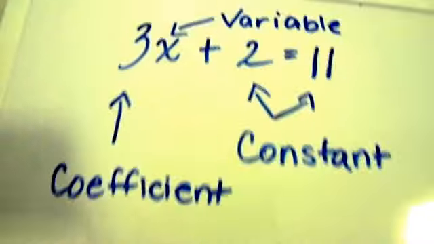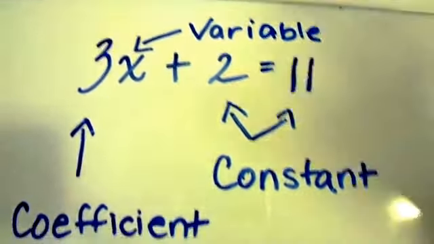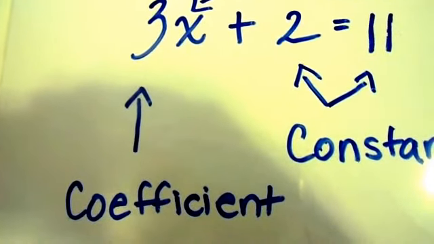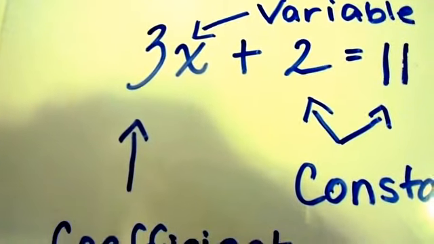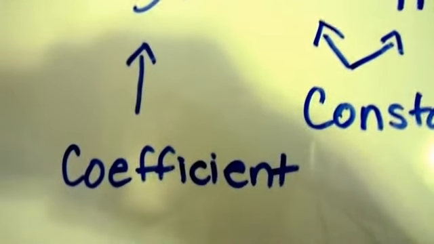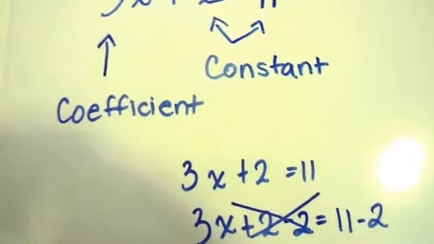And at last, we have our coefficient. Now, our coefficient is a number used to multiply a variable. So 3x means 3 times x, so 3 is the coefficient. So now you have learned the parts of an equation.